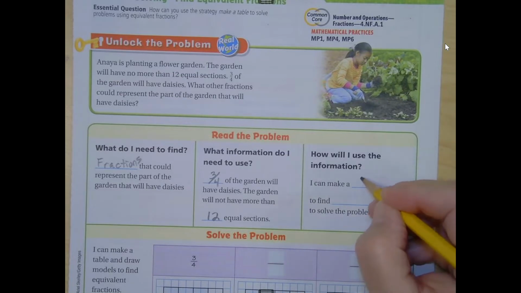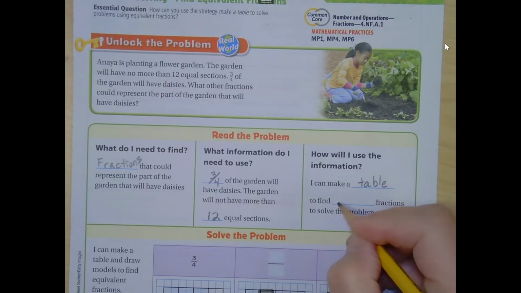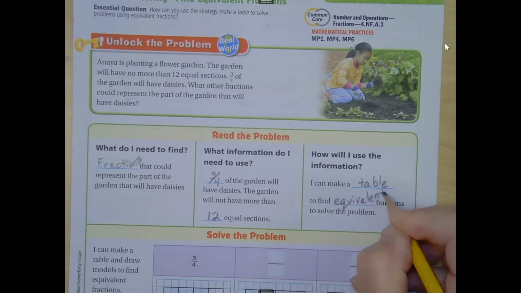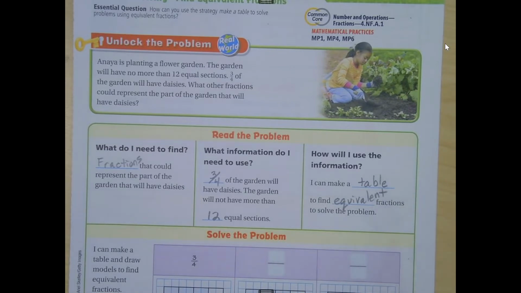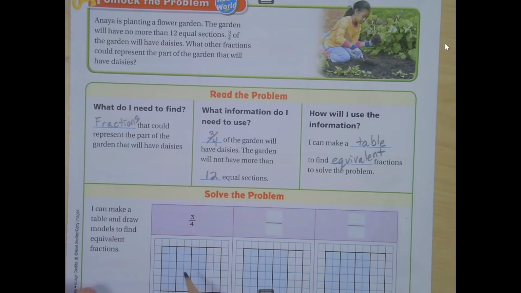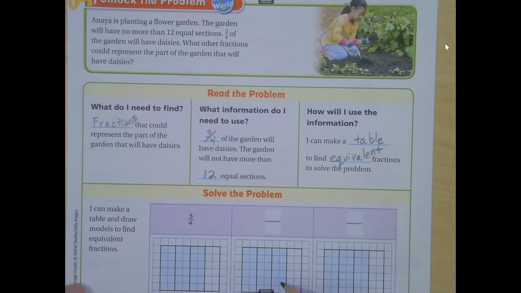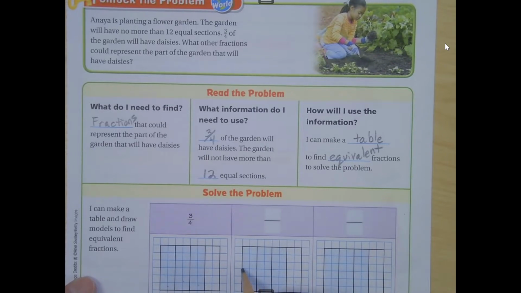I can make a table to find equivalent fractions. I think some of you could do this in your head. I can make a table. Here they've got it divided up. 3/4, they've got 3 out of 4 shaded. Here we've got 1, 2, 3, 4 also shaded, but let's cut that in half.